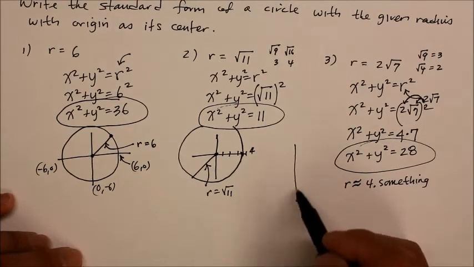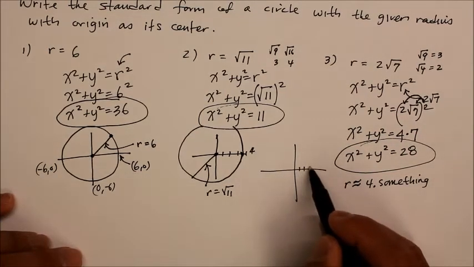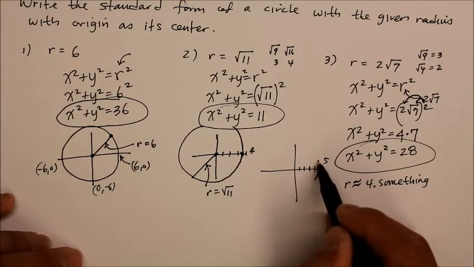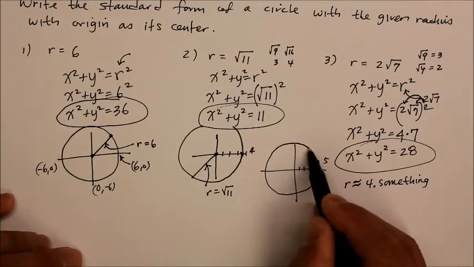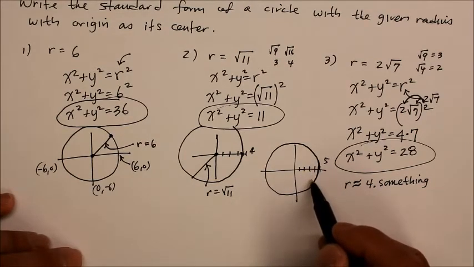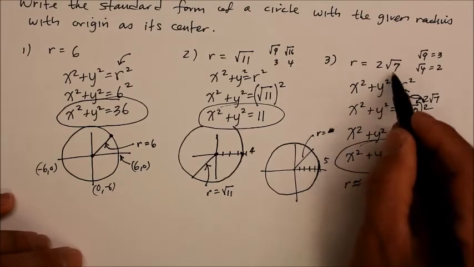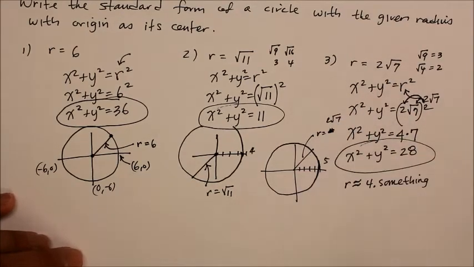And how do we graph that over here? 1, 2, 3, 4. Here's 5. 4 point something is, there it is. I kind of made a mess out of it. And the radius is 4 point something, or let's just put the original, 2 square root of 7. And there it is.